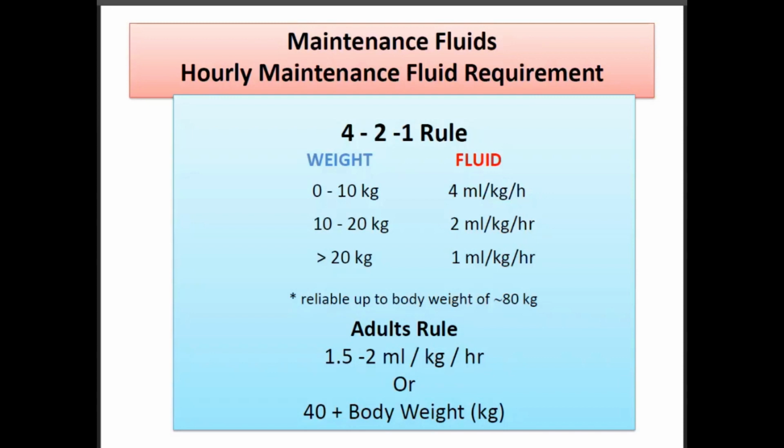But this rule is very important. If you go with the 4-2-1 rule, you are safe. The 4-2-1 means the first 10 kilograms you give 4 ml, the second 10 you give 2 ml, and everything more than 20 kilograms you give 1 ml per kg per hour, and then you add them and calculate.